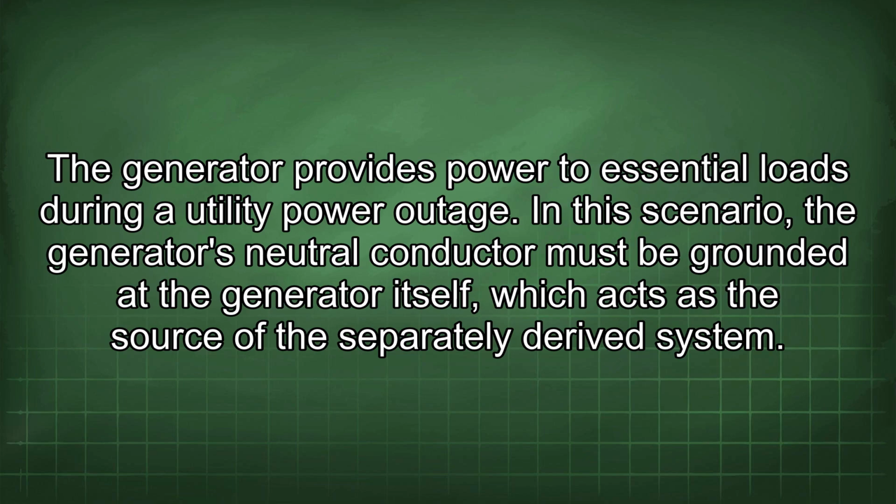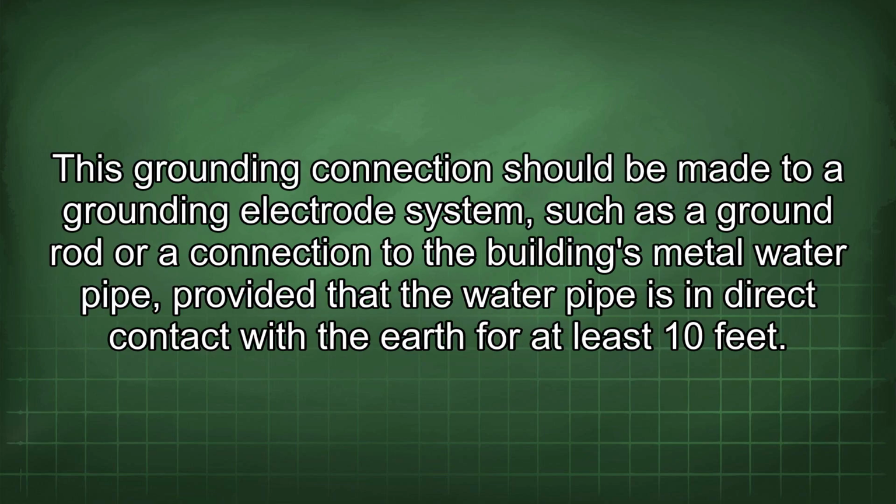In this scenario, the generator's neutral conductor must be grounded at the generator itself, which acts as the source of the separately derived system. This grounding connection should be made to a grounding electrode system, such as a ground rod or a connection to the building's metal water pipe, provided that the water pipe is in direct contact with the earth for at least 10 feet.